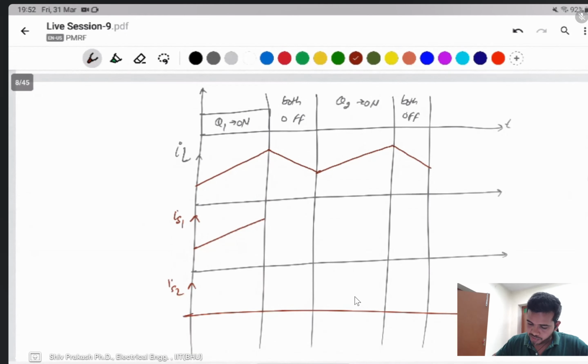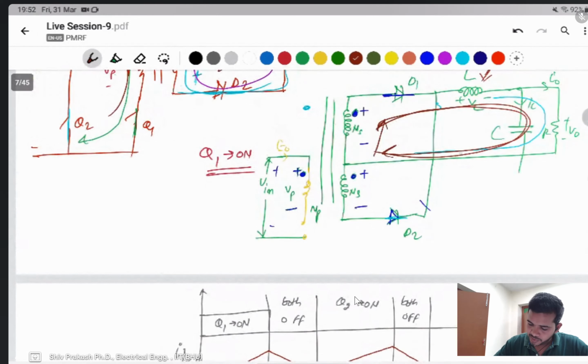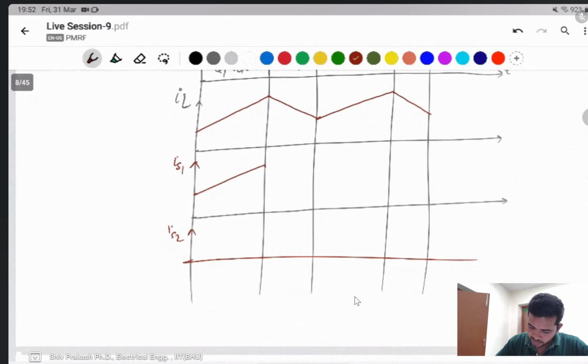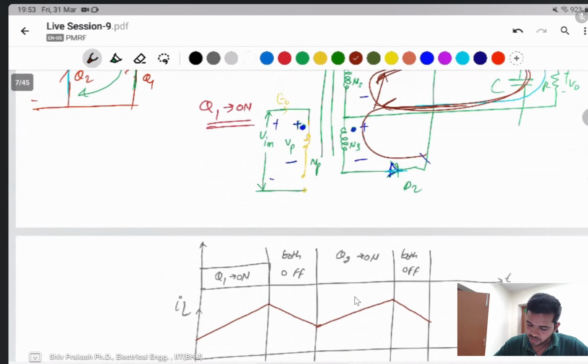After the switch is off, the inductor current flows through both diodes, both windings. That's why half of the current flows from here and half of the current flows from the secondary side. The same phenomenon occurs in IS2 when switch Q2 is on.